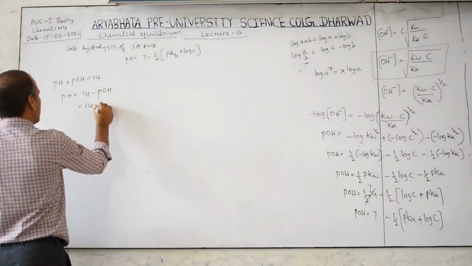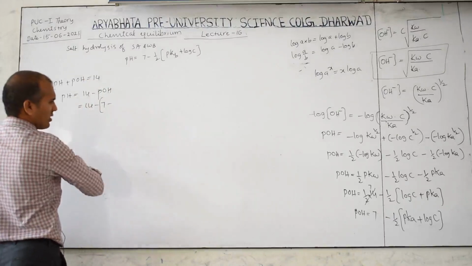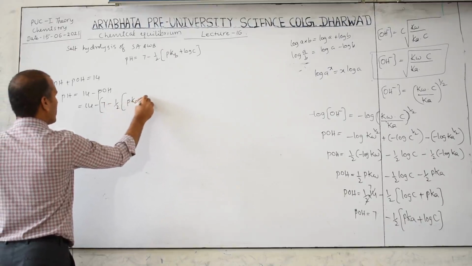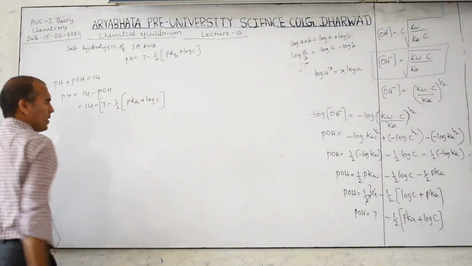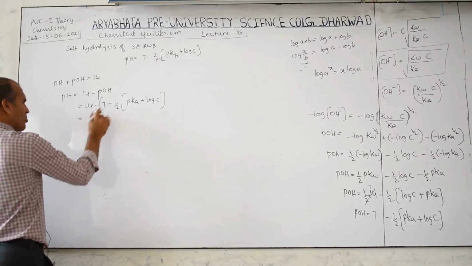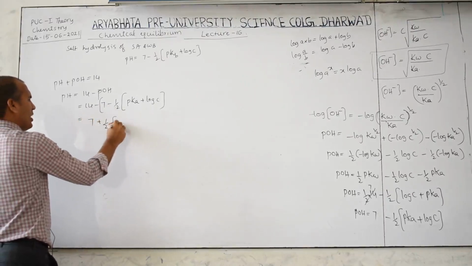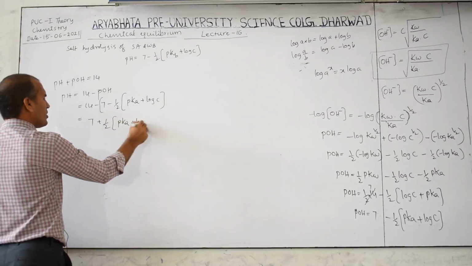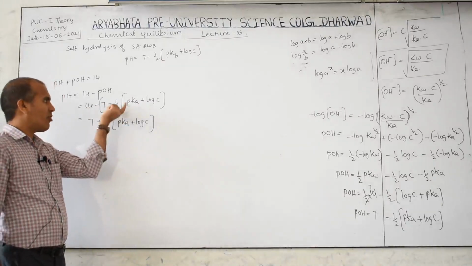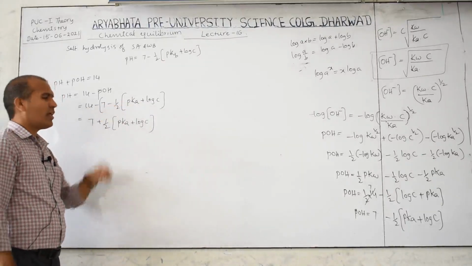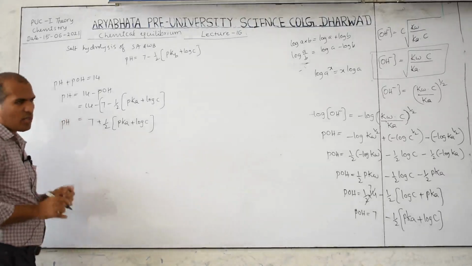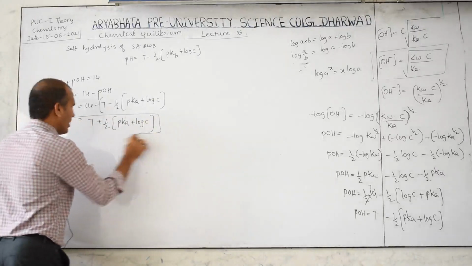What is that here? 7 minus 1 by 2 multiplied by pKa plus log C. Is this clear? Now this is 14 minus 7, 7 minus into minus, plus 1 by 2 pKa plus log C. Don't multiply with this, it is already in the multiplied form. Therefore don't write minus here, this is plus only. Now this is pH. If you have common sense, then we can easily understand whether plus or minus comes here.